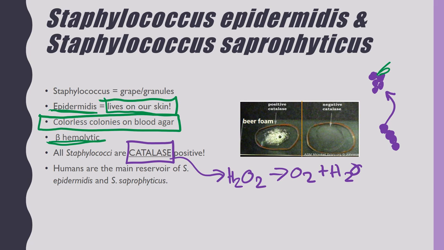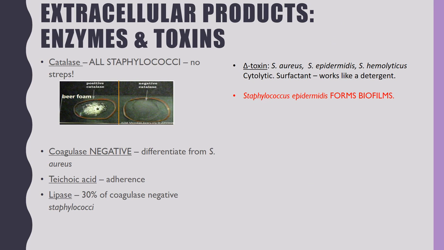Once again, we're the main reservoir of these. As I mentioned, Staph epidermidis lives on our skin. We're also the main reservoir for Staph saprophyticus. Okay, and also, just like Staph aureus, there's a variety of extracellular products that can be either enzymes or toxins that we should keep in mind. I already went through catalase. Staph has it, strep doesn't.